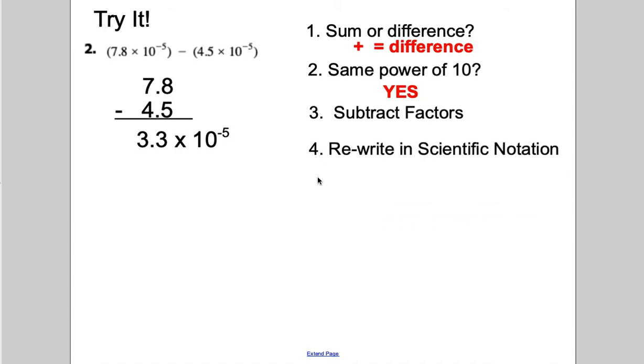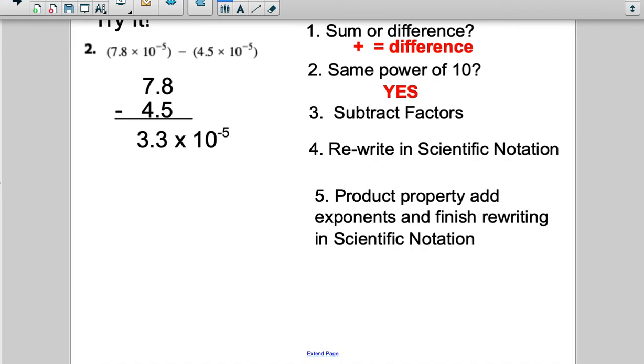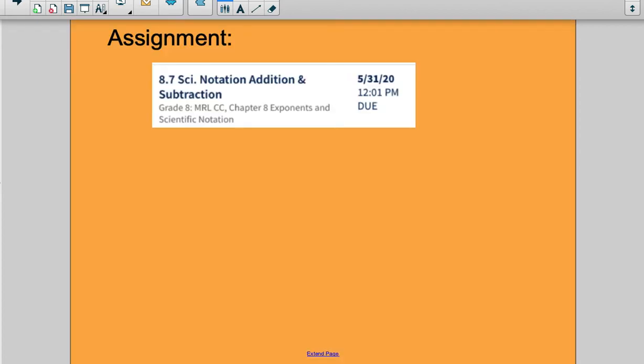Is my answer in scientific notation? It is, okay, because this number is greater than 1 but less than 10. If it wasn't, you needed to do the product power property and add or subtract to finish rewriting in scientific notation, just like we did in question 1. All right, that's a lot, okay, and they're harder problems, but you can do it. Do your best that you can. When we do multiplication and division, they're much easier.